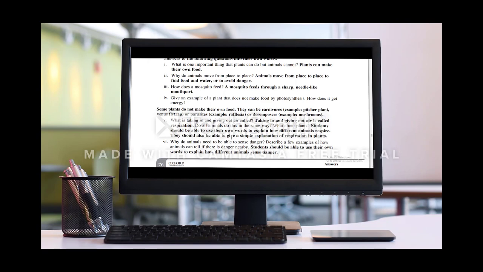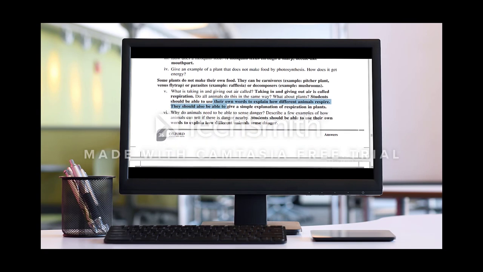The student should also be able to give a simple explanation of respiration in plants. So how do plants respire and how do animals respire? You should explain it on your own. Why do animals need to be able to sense danger? Describe a few examples of how animals can tell if there is danger nearby. Students should be able to use their own words to explain how different animals sense danger.